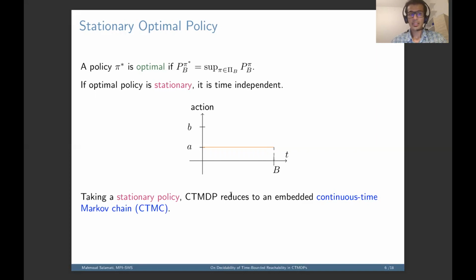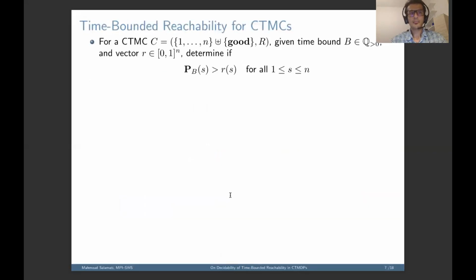Therefore, it's time independent. Now, taking a stationary policy, the analysis over a CTMDP will reduce to the one for the corresponding continuous time Markov chain, or CTMC. If we look at the time-bounded reachability problem, the version for CTMCs, we will find it quite similar to the one for CTMDP. The main difference is that here there is no policy to play a role. And this makes the problem somewhat easier.